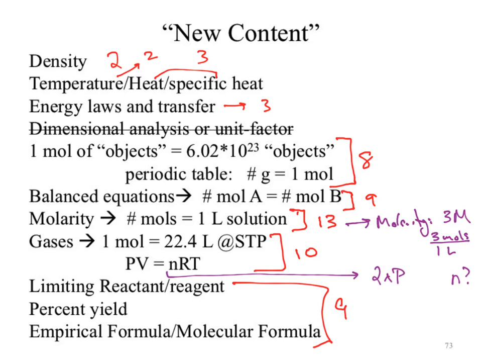Also, I just checked, the empirical formula and molecular formula stuff is chapter 8. And then the limiting reactant and the percent yield are chapter 9.